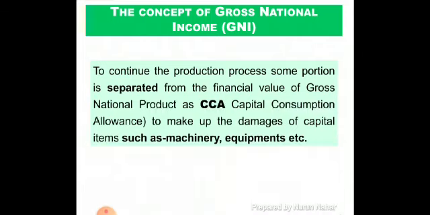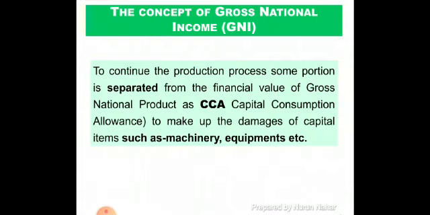In the case of gross national income, to continue the production process, some portion is separated. That is, we keep some part of the GNP separated from the financial value as CCA. It means Capital Consumption Allowance, to make up the damages of capital items such as machinery, equipment, etc. As you know, when we produce something by using some machinery, equipment, factory buildings, furniture, etc., then after a few years of production, you will see that some damages have occurred.